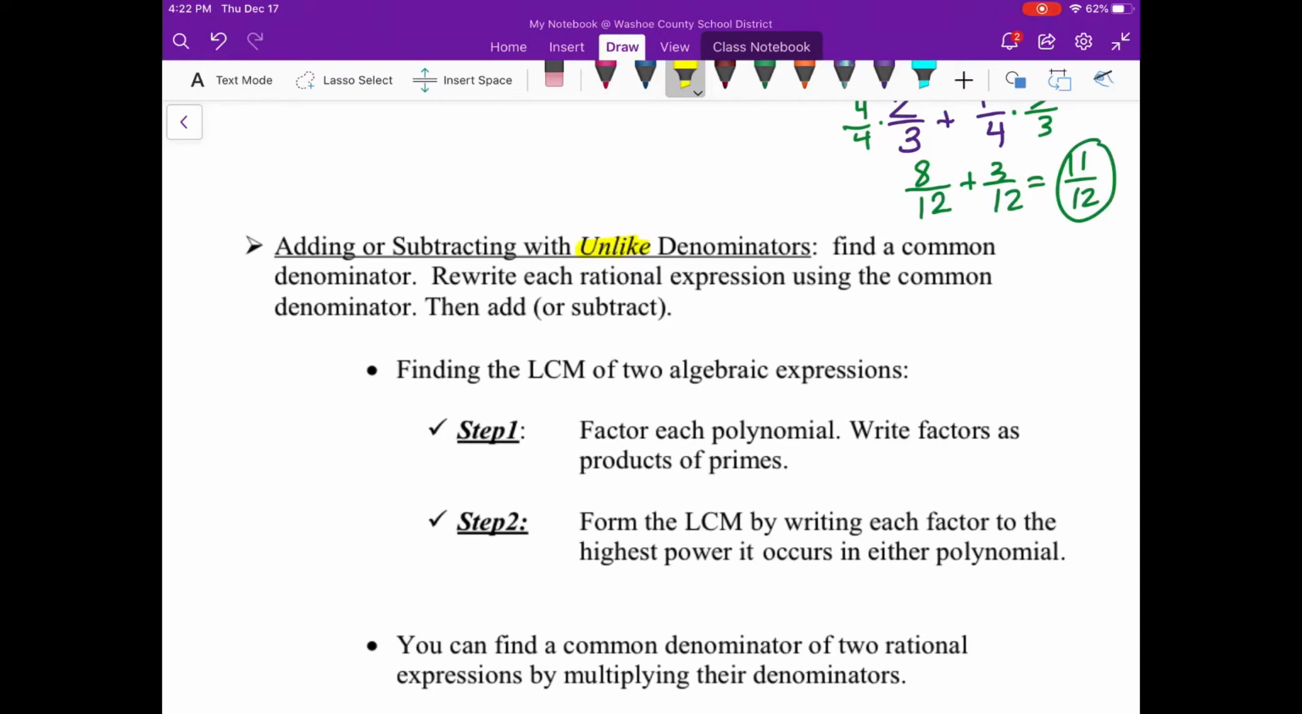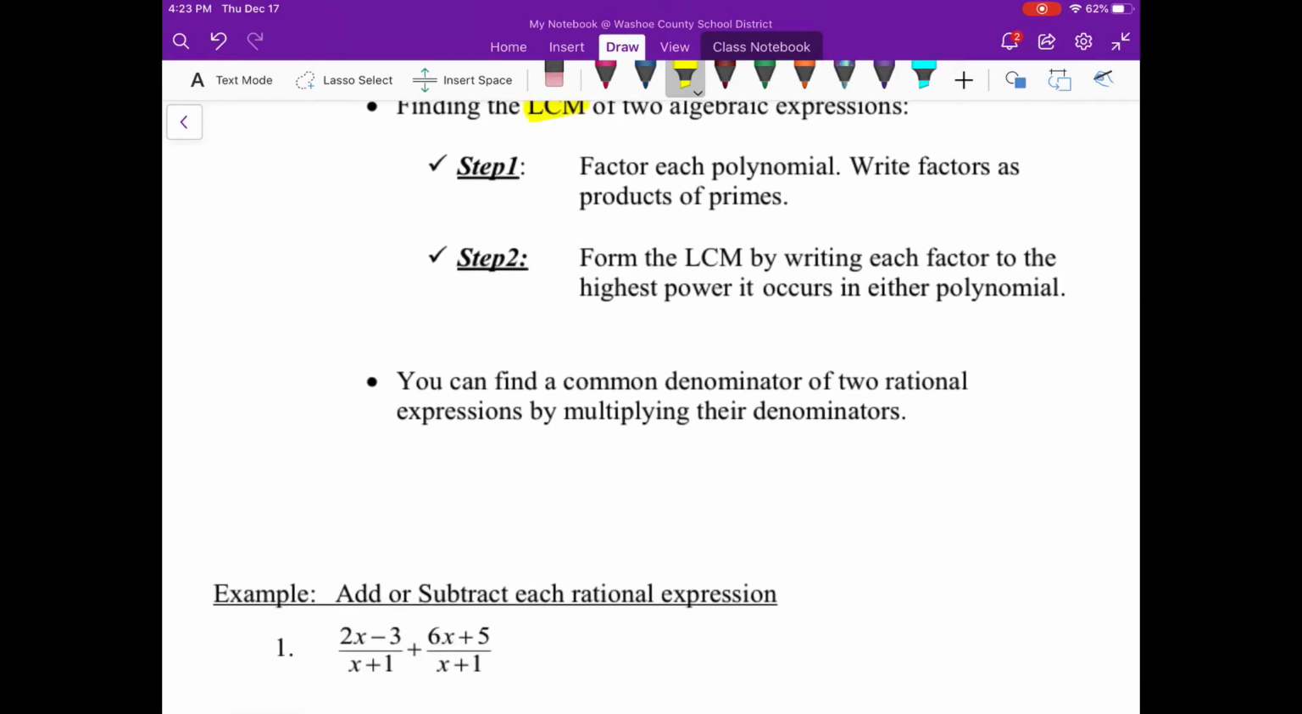Now, when you're adding or subtracting with unlike denominators, you have to find a common denominator. And so we're going to rewrite each rational expression using the common denominator and then add or subtract. So first, if they don't have the same denominator, I have to find the least common denominator, least common multiple between both of them. So I'm going to factor each polynomial. We're going to write the factors as the products of primes. So just like we did for the previous section, we're going to go ahead and factor the numerator and denominator. And then I'm going to form the least common multiple by writing each factor to the highest power it occurs in either polynomial. And a lot of this will make more sense once we go into examples.